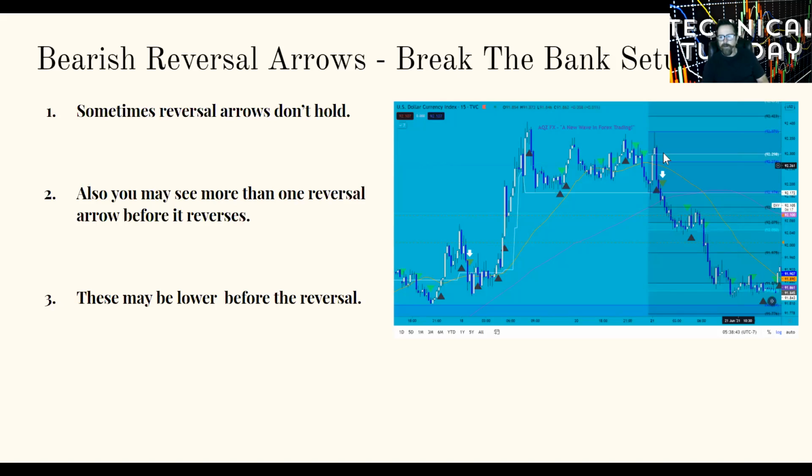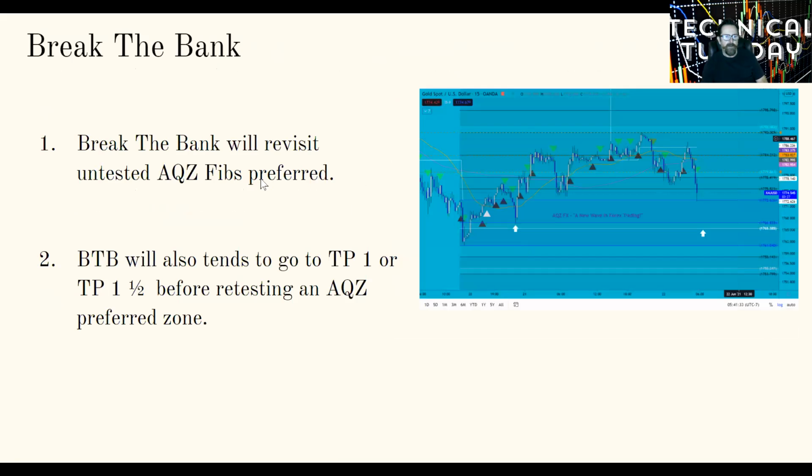Right? So here you have another reversal pattern, but notice this one's much lower. This one is much higher. It's a reversal, of course, on a bull trend. And then you have this breakout. And of course, right now, this area has not been revisited in what we're seeing. Okay. In break the bank, we'll revisit untested zones.